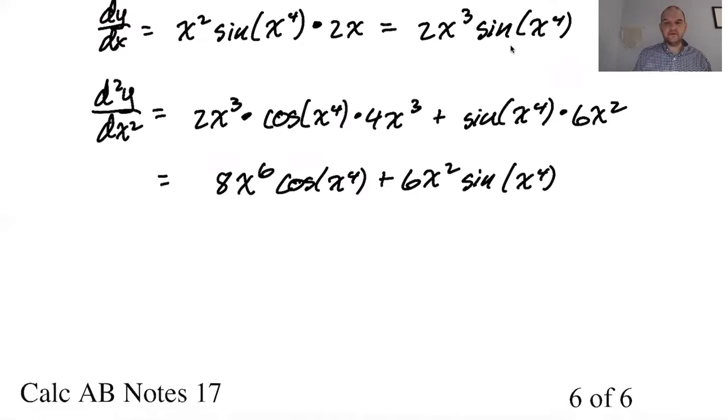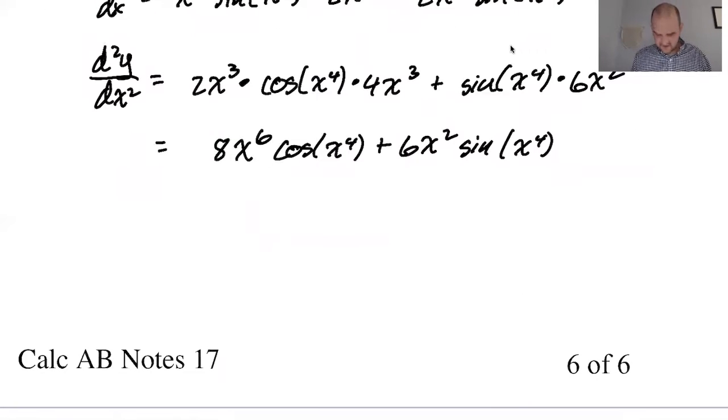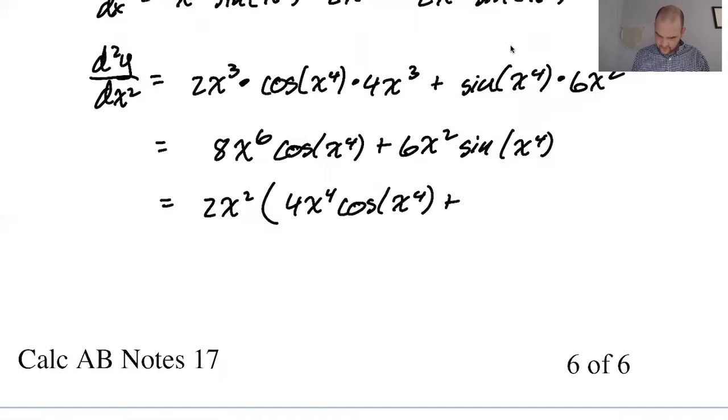Yeah, there we go. What can we factor? We can take a 2x squared out. I don't really know that this is particularly useful. That will leave us with 4x to the 4th cosine of x to the 4th plus a 3 sine of x to the 4th. Oh my gosh. I think that's it.